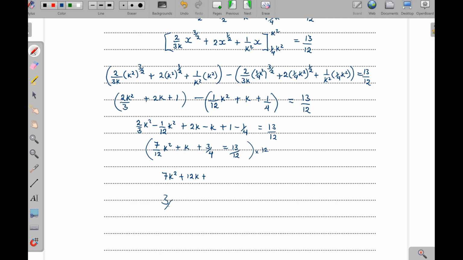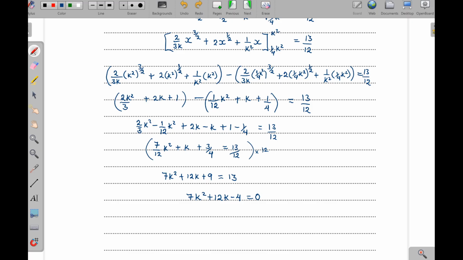you have 3 over 4 times 12. This one goes here 3 times, so 3 times 3, don't you get a 9? So plus 9, then is equal to 13. So bring this on this side. That means we shall have 7k squared, then plus 12k, and then 9 minus 13. I think that one will be a negative 4, which is equal to 0. Now we have a quadratic equation in k, okay, which we can solve.